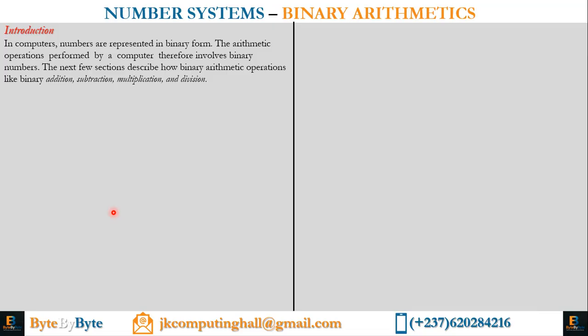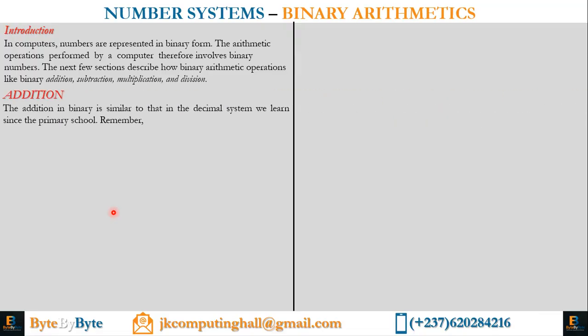In computers, numbers are represented in binary form. The arithmetic operations performed by a computer therefore involve binary numbers. The next few sections describe binary arithmetic operations like binary addition, subtraction, multiplication, and division, though we shall focus only on the first two.